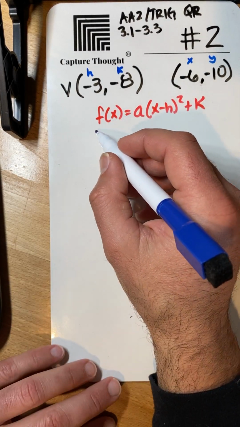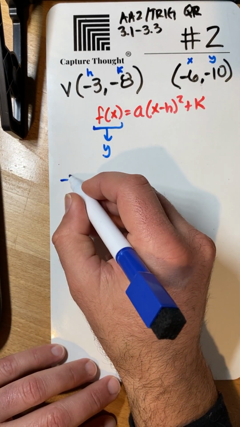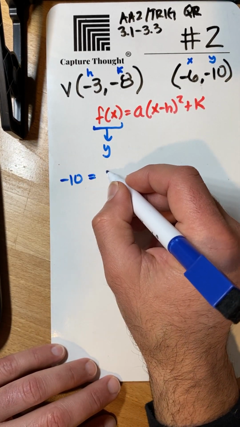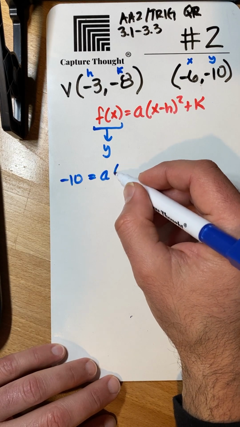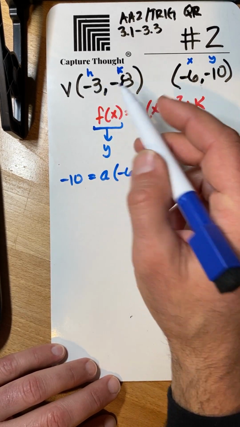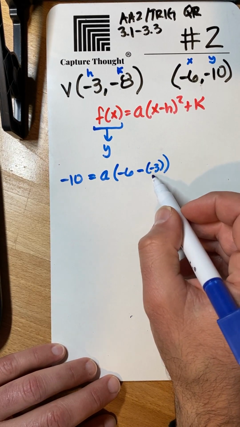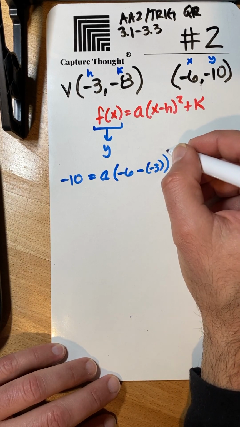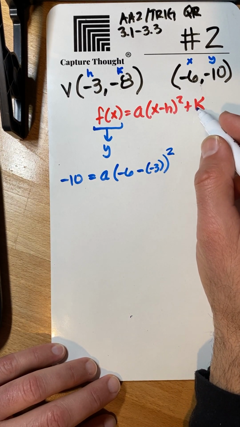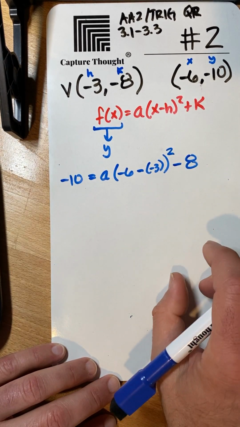So f of x is the same thing as the y value, so don't forget that. So our y value is -10. So -10 is equal to a, that's the thing that we don't know yet. X over here is -6. Minus h is -3. So notice how I'm putting the minus next to each other so I don't mess up the signs. I'm going to square that. And then I'm going to add on k. K is a -8, so plus a -8 is the same thing as -8.